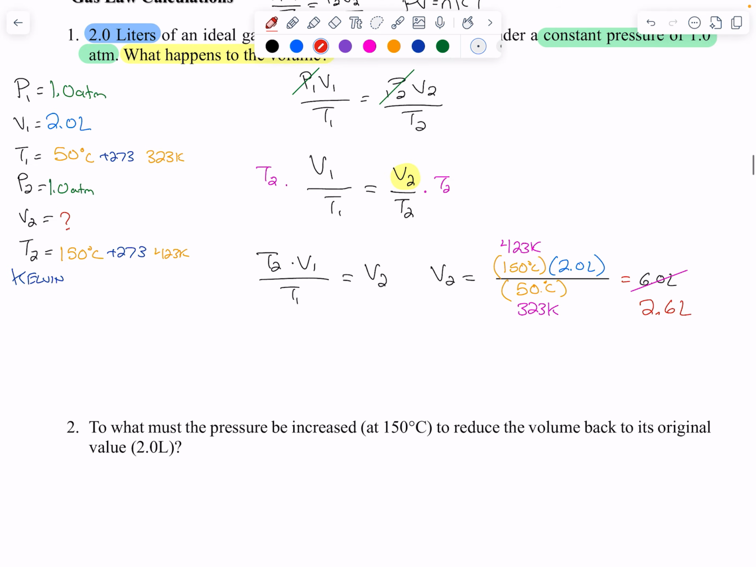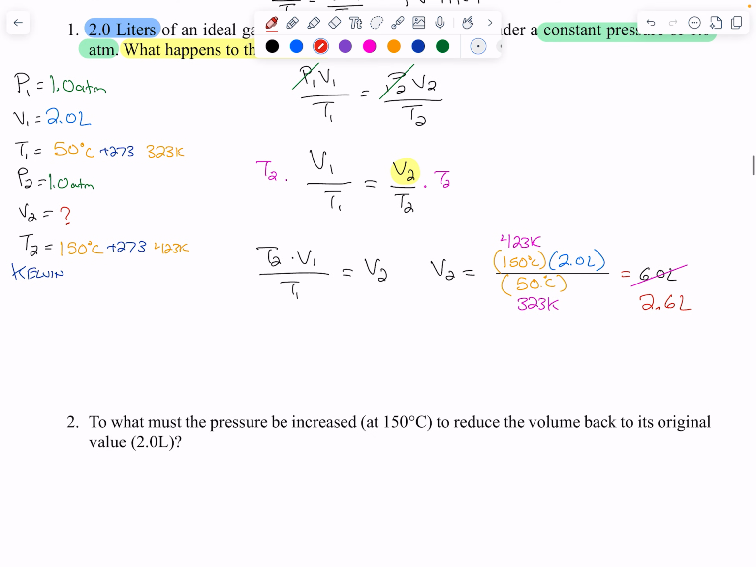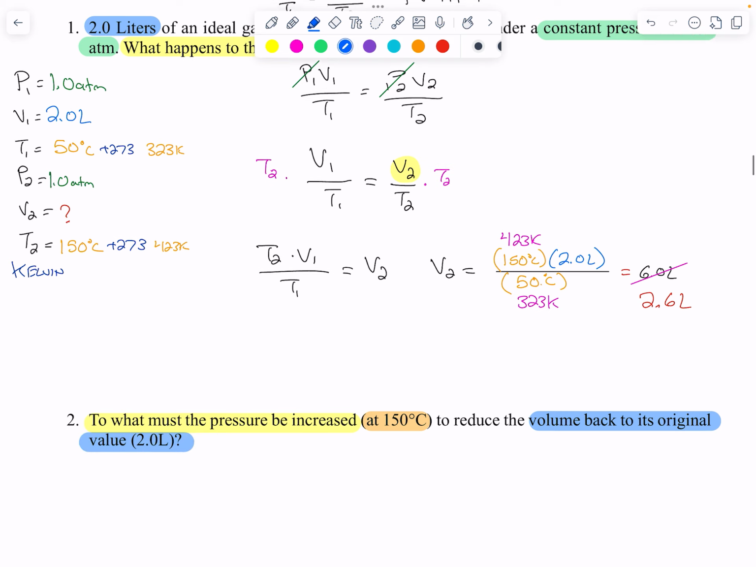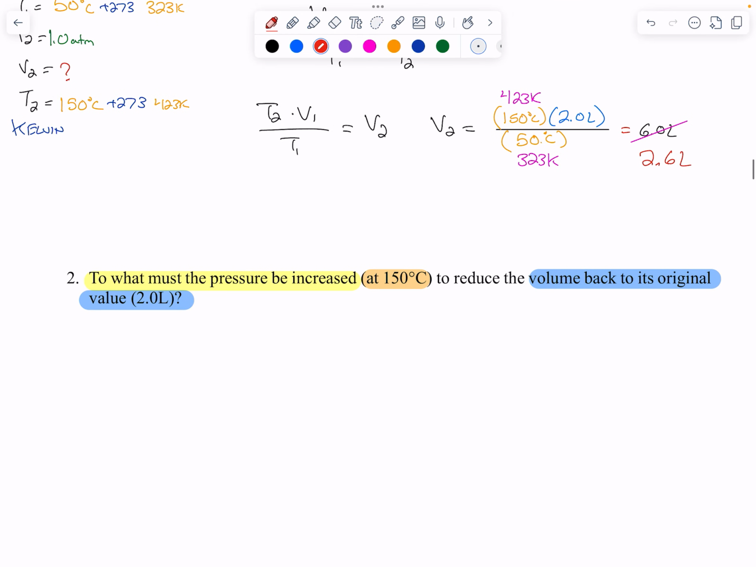All right, now number 2 continues with number 1. To what must the pressure be increased at 150 degrees Celsius to reduce the volume back to its original value of 2 liters? Same thing now. We have P1, V1, T1, P2, V2, T2.